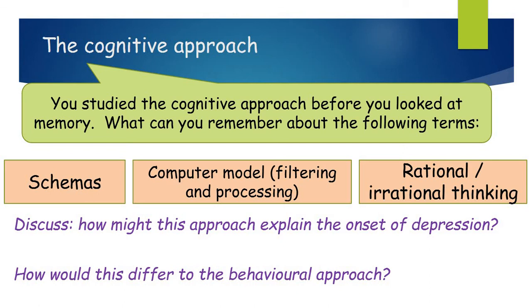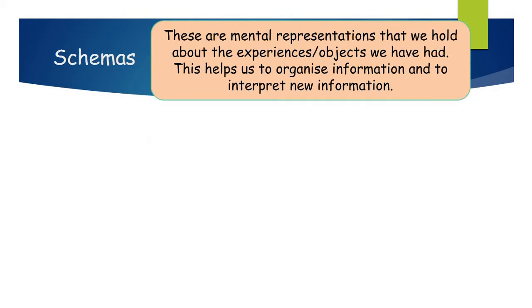It's important that we distinguish between these approaches, and we're going to focus specifically on the cognitive approach for this. As we said, schemas are mental representations that we hold about the experiences and objects we have had in our lives. This helps us to organise information and to interpret new information as well. We have these schemas that we've built up over time, and it helps us to interact with our world efficiently and effectively. Sometimes these schemas may hinder or negatively affect our behaviour, and this is how we can start to think about applying schema theory to depression.